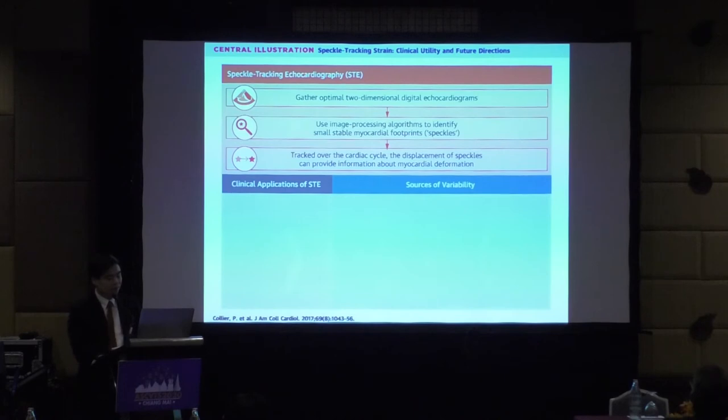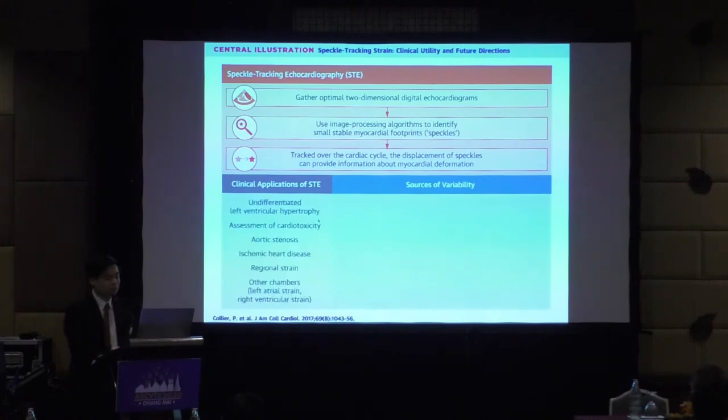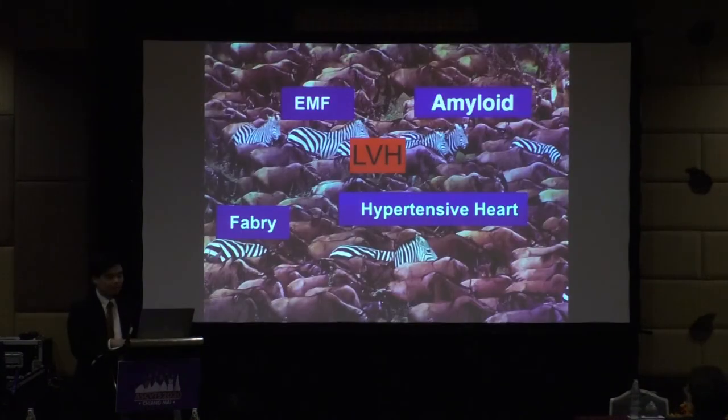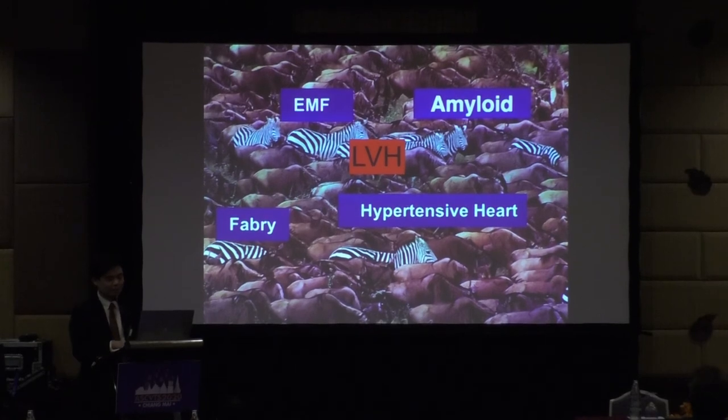This is a recent review by Patrick Collier back in 2007 about the usefulness of speckle tracking. The clinical application is mainly in undifferentiated left ventricular hypertrophy, assessment of cardiotoxicity, aortic stenosis, ischemic heart disease, regional strain, or other chambers like left atrial and right ventricular strain. However, there are some sources of variability, like image quality, clip selection, contouring, tracking, choice of segmentation model, and choice of vendors. And also clinical sources of variability, including race, age, gender, hemodynamics, especially blood pressure, medication, and volume status. For example, if we see left ventricular hypertrophy, normally we think of horses, not zebras, but sometimes we see zebras in our clinical practice.